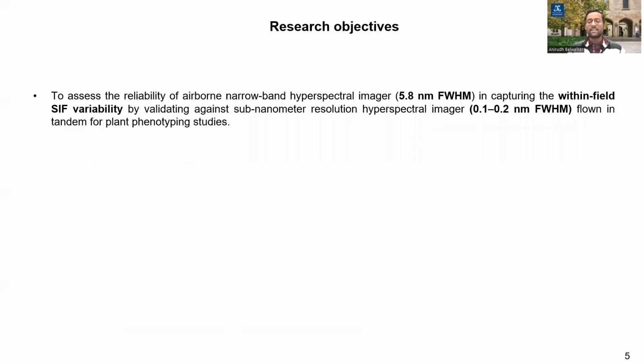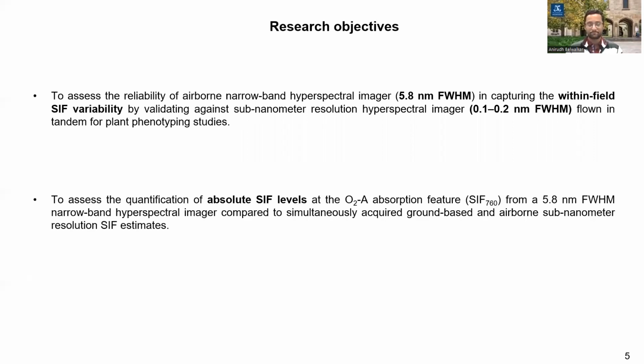As a response to this, the objectives of this research were to assess the reliability of an airborne narrowband hyperspectral imager with 5.8 nanometer FWHM in capturing the within-field SIF variability of the experimental field through its validation against a sub-nanometer resolution hyperspectral imager with 0.1 to 0.2 nanometer FWHM flown in tandem across plant phenotyping studies. The second objective was to assess the quantification of the absolute SIF levels derived from the 5.8 nanometer FWHM hyperspectral imager and its comparison with the simultaneously acquired absolute levels of ground-based and airborne sub-nanometer SIF estimates.